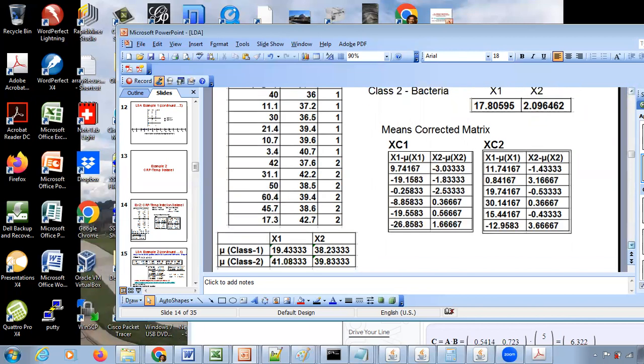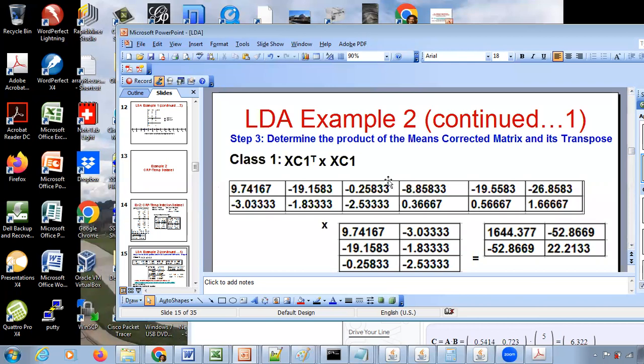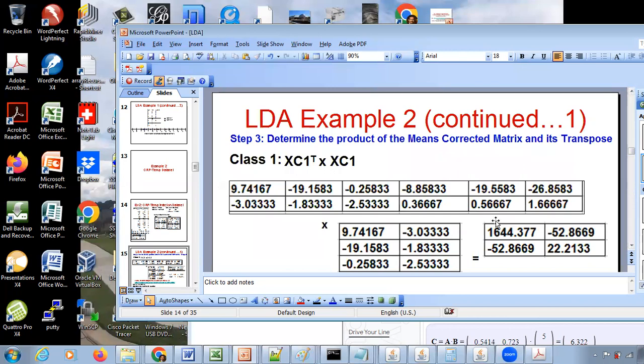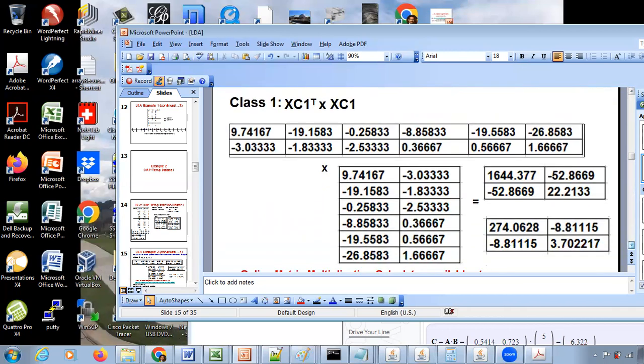Then the second step is to find XC1 transpose times XC1. Here, XC1 has 6 rows and 2 columns, and before that you write its transpose, because it's transpose times XC1. So this is the transpose of XC1. You can use an online matrix calculator to find the product of XC1 transpose and XC1. It's 2 rows, 6 columns with the 6 rows, 2 columns, so you're going to get a 2 by 2 matrix.